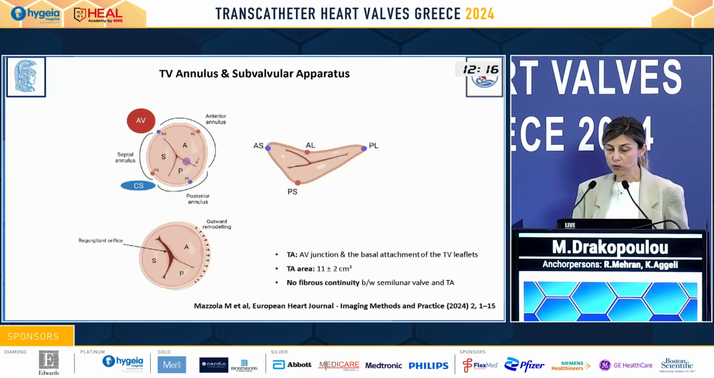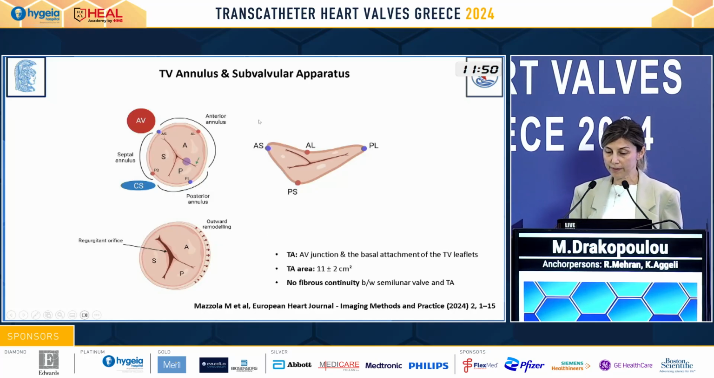So going to the annulus, we know that the annulus is circular. There is the anterior, the posterior, and the septal annulus, and we know the anatomic landmarks, which are the aortic valve, the coronary sinus, and the anterior papillary muscle. And we know that when the RV dilates or when the annulus dilates because of atrial dilation, the remodeling happens at the anterior and the posterior annulus, whereas the septal annulus remains intact.